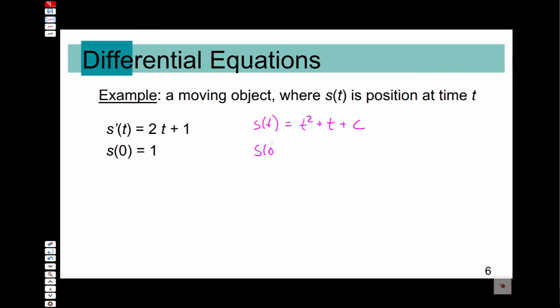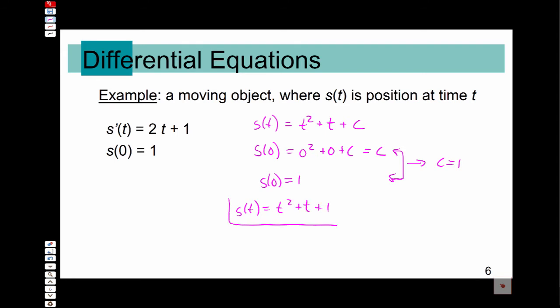At time 0, this equation tells us that we have s of 0 equals 0 squared plus 0 plus c, and that's just equal to c. But we also know that at time 0, the position has to be 1, s of 0 equals 1. Together, these therefore mean that c has to equal 1. And this means that the solution to the initial value problem is s of t equals t squared plus t plus 1. That's the solution to the initial value problem. It satisfies both the differential equation and the initial value.